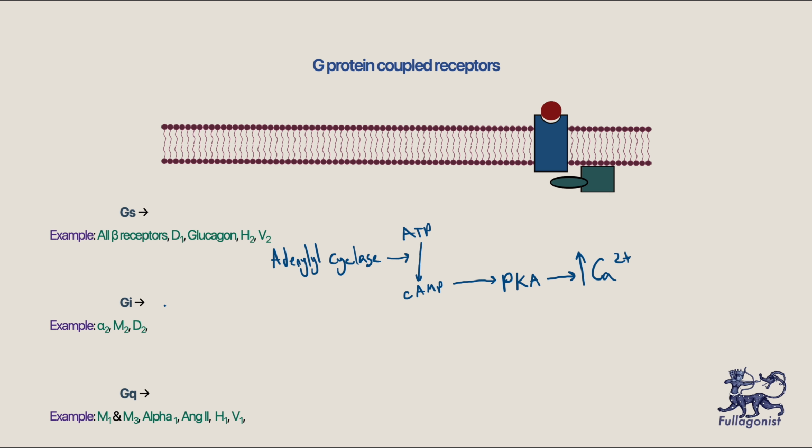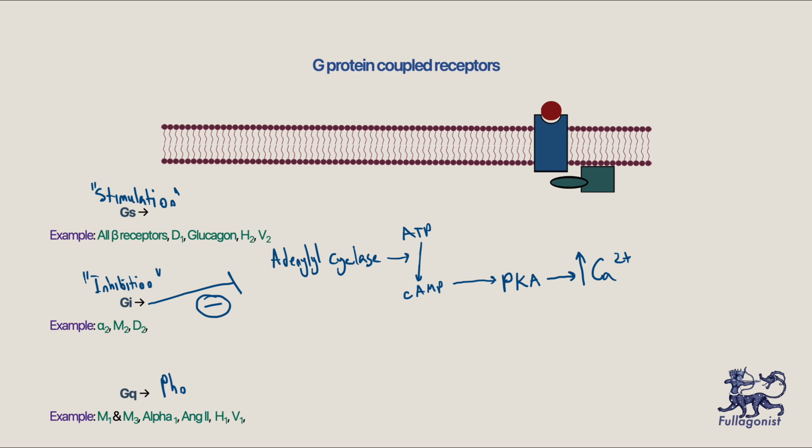Examples of the GS-coupled receptors are beta-adrenergic receptor, dopaminergic 1 receptor, glucagon receptor, H2 for histamine, and V2 receptor for vasopressin. On the other hand, GI will inhibit the adenylyl cyclase. Examples of the GI-coupled receptors are alpha-2, muscarinic type 2, and dopaminergic type 2 receptor. You can easily remember these: GS for stimulation, GI for inhibition.